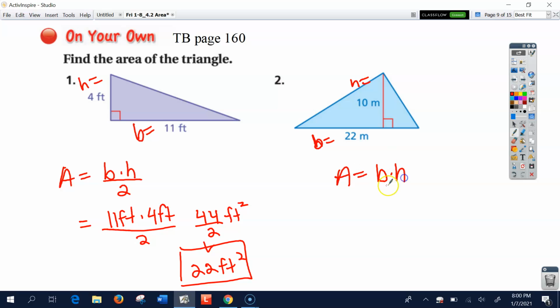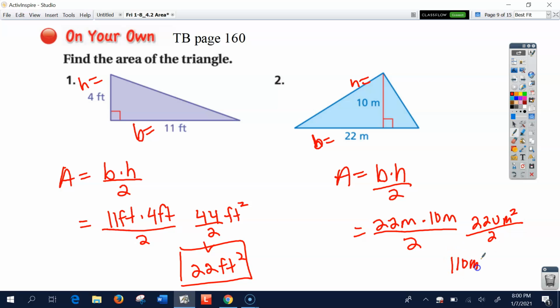Area equals base times height divided by 2. I guess I'm just multiplying by 10, so that's not so hard. I plug in 22 meters times 10 meters, and then I'm going to divide it by 2. 22 times 10 is 220. I get meters squared. Let's fix that. Meters squared, and then I still need to divide by 2, and I get 110 meters squared.